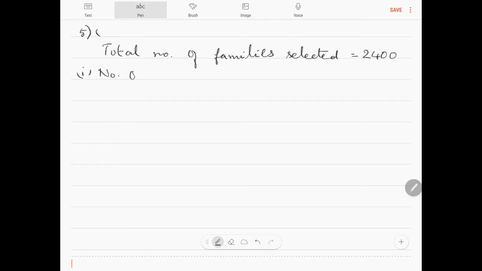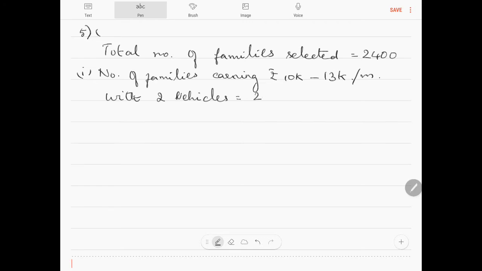So the number of families earning rupees 10,000 to 13,000 per month and with 2 vehicles will be 29 from the table. So therefore the probability will be 29 divided by the whole value 2,400.